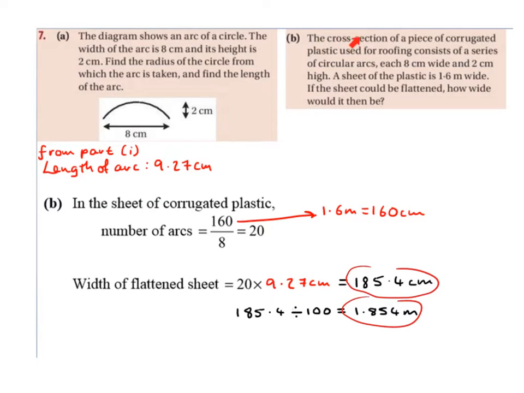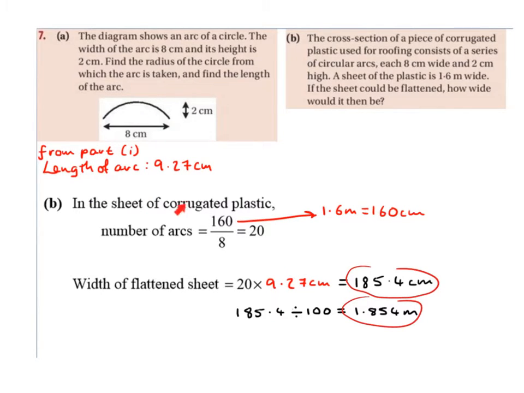Part B. The cross section of a piece of corrugated plastic used for roofing consists of a series of circular arcs, each 8 centimeters wide and 2 centimeters high. So 8 centimeters wide, 2 centimeters high. So basically the arc that we were using in part A. A sheet of plastic is 1.6 meters wide. If the sheet could be flattened, how wide would it then be? So from part A, we know that the length of the arc is 9.27 centimeters.